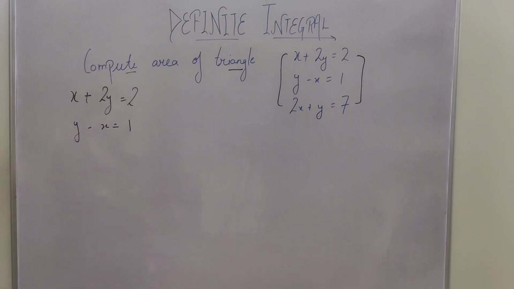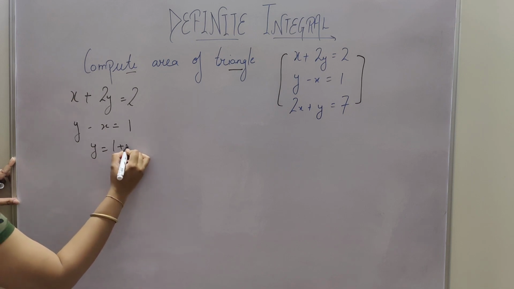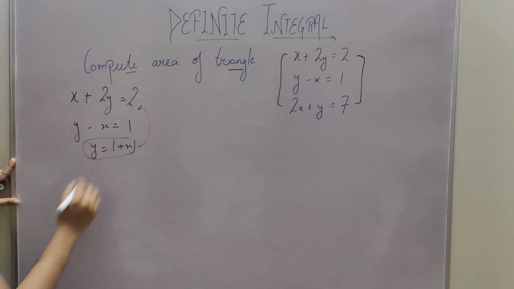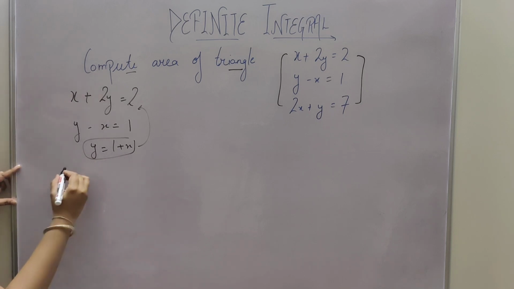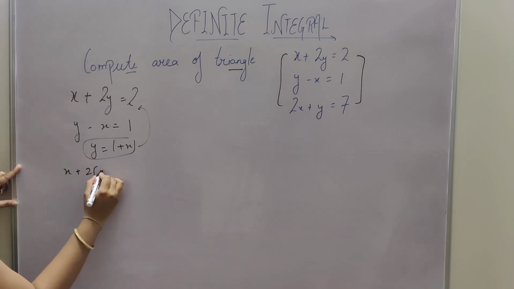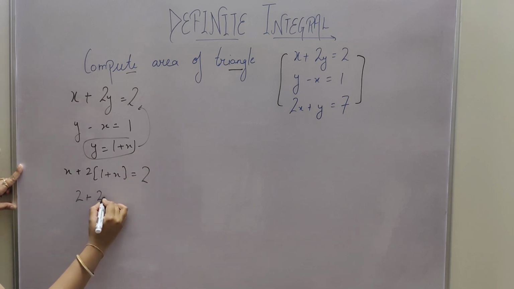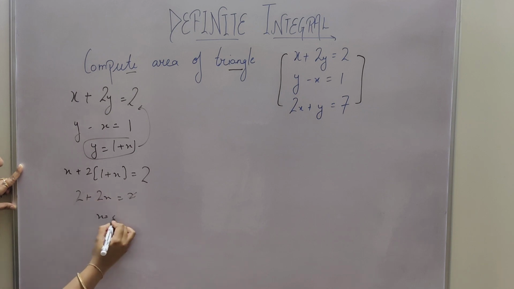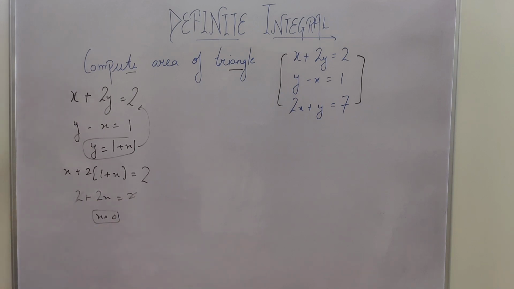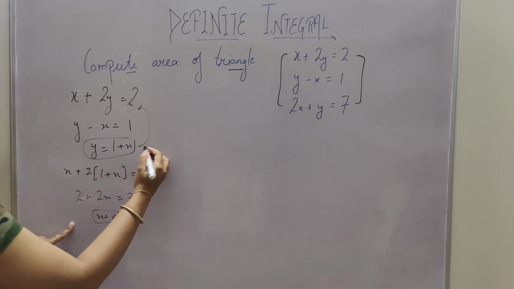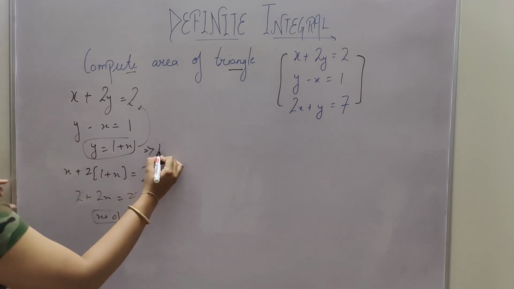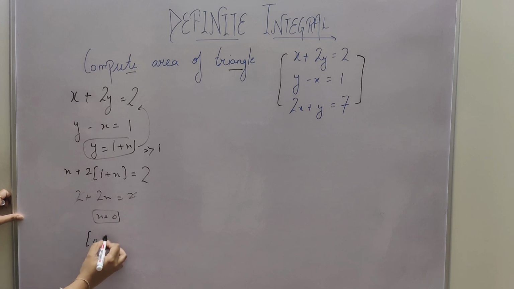We will use any method so that the values of x and y come out and the point of intersection is provided to us. If we say y is equal to 1 plus x and put this value in this equation, here comes the value of x: 2 plus 2x is equal to 2, so x is equal to 0. Putting this value in this equation, we get y equal to 1. So the point of intersection came as (0, 1).